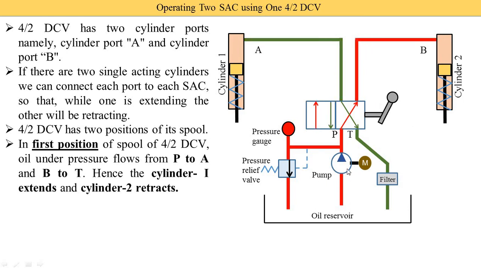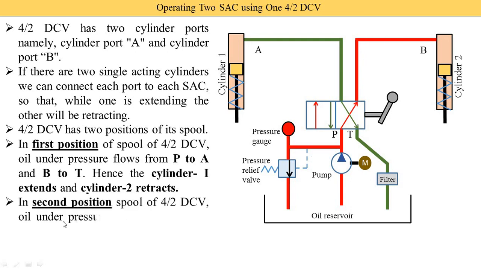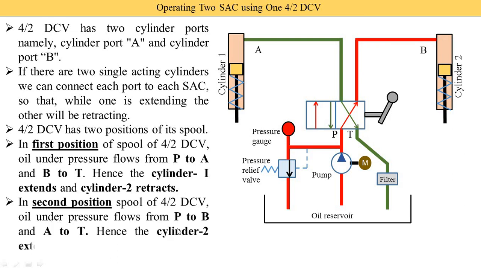Now here you see the pressurized oil coming from the P port enters the B port, and pressurized oil is supplied to B. So in the second position, oil under pressure flows from P to B and A to T. This is the A port, it is connected with T, and this is the P port, it is connected with the B port.